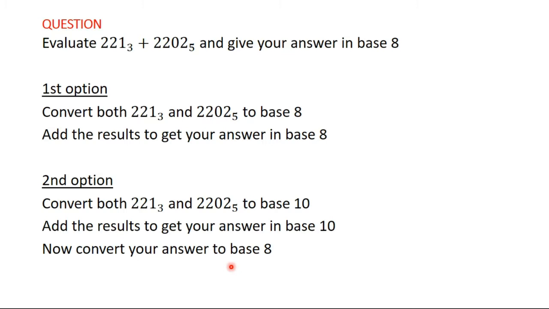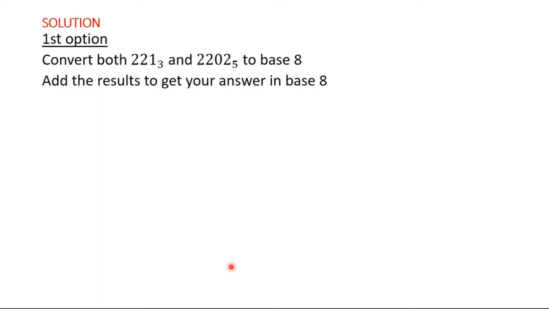Now, for the sake of learning, we are going to do it for each of the options. You will see that our answers will be the same. After you've gone through the whole process, you can pick the option that is easy for you. So we pick the first option. The first option, we have to convert 221 base 3 and 2202 base 5 to base 8. So we begin by converting 221 base 3 to base 8.